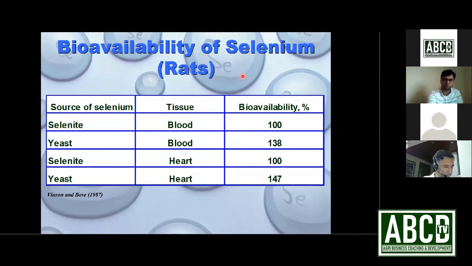About availability of selenium in that form, a study conducted in 1987 already showed that if you compare selenite with yeast, the organic form of selenium, either in blood or in heart, the yeast, that means the organic form of selenium, would have higher bioavailability. It's also good to remember that selenomethionine is going to be recognized by the organism, by the genetic code, as if it was a methionine. That's the reason why you can deposit in heart, blood, eggs, milk, whatever you are testing there.